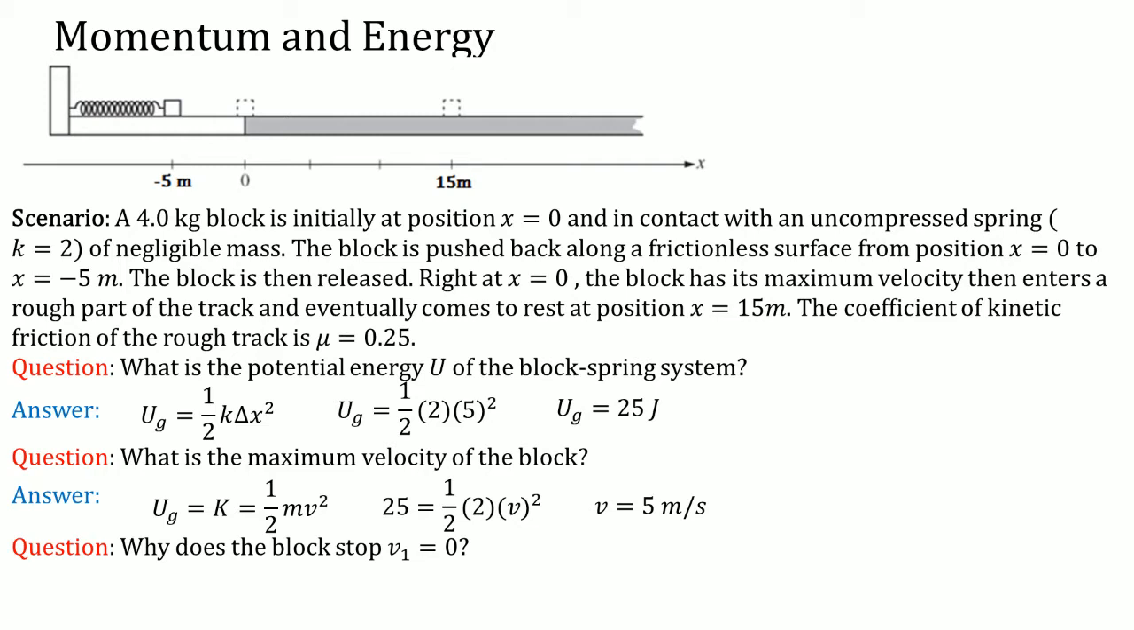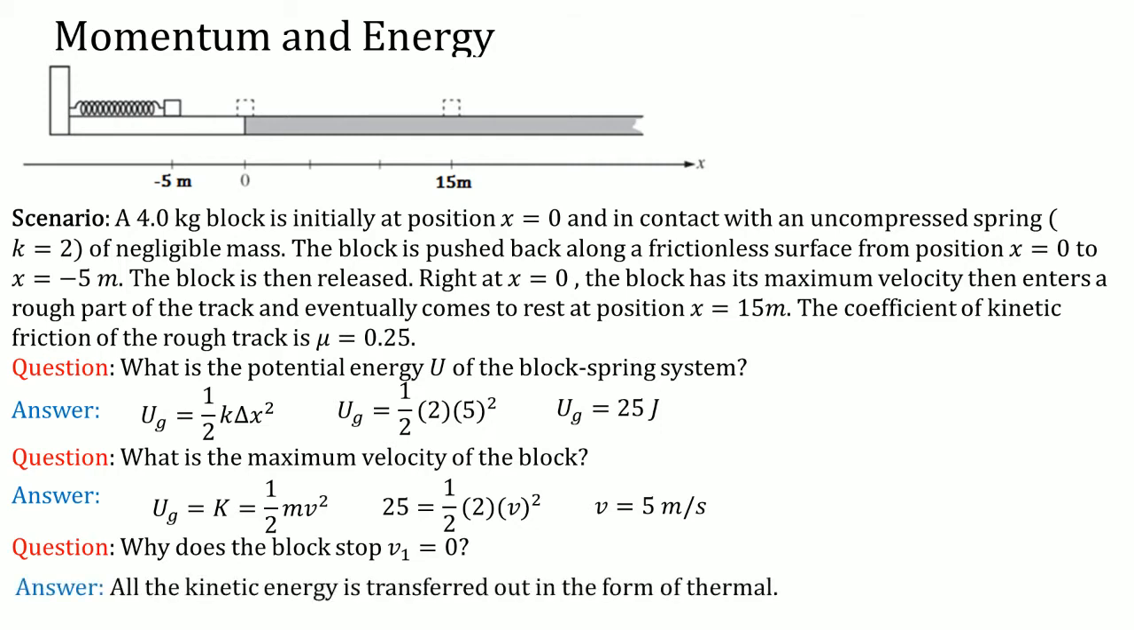So the question is, why does the block stop, v1 equals 0? Why does it stop roughly when it goes onto that track there? The reason is because it goes onto that rough part of the track. The force of friction does work on the block, taking energy away. So you can say that all the kinetic energy is transferred out of the system in the form of thermal energy due to the force of friction.